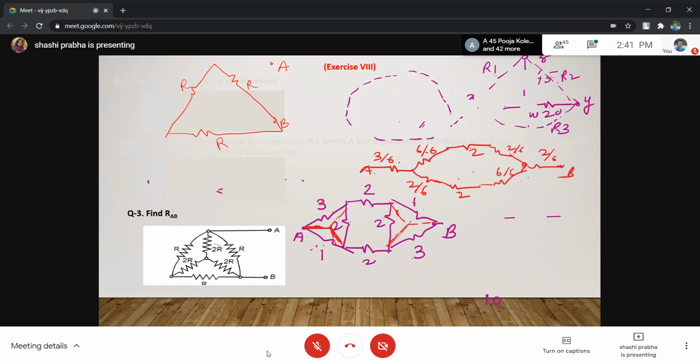ये जो अंदर वाला डेल्टा है, ये जो स्टार है अंदर वाला, this is O, this is A, this is B, I name it C. So this is OA, OB and OC. I want to convert this into a star, delta. Star है ना ये. So delta branches will be AB, AC and BC. So what is this AB?